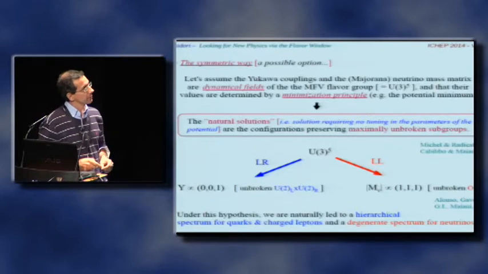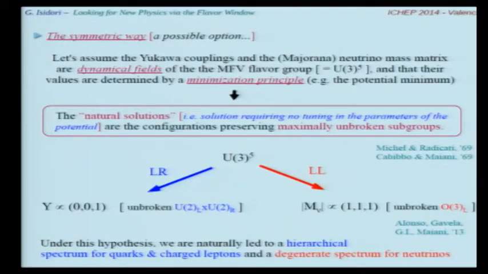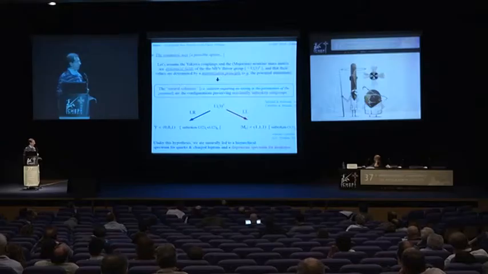One can demonstrate a theorem by Michel and Radicati that tells you that if you start from a large symmetry and you want to understand which is the natural symmetry breaking pattern, it is the one that preserves the maximally unbroken subgroup. So if we start from U(3)^5 and we introduce the Yukawa or the neutrino masses as fields that break the symmetry, we have two options which preserve a large unbroken symmetry. One is the hierarchical option, with a surviving chiral symmetry. In the case of the neutrino, especially because the neutrinos break the symmetry in a different configuration, a Majorana mass term, the maximal symmetry is an O(3) symmetry, which implies degenerate neutrinos.